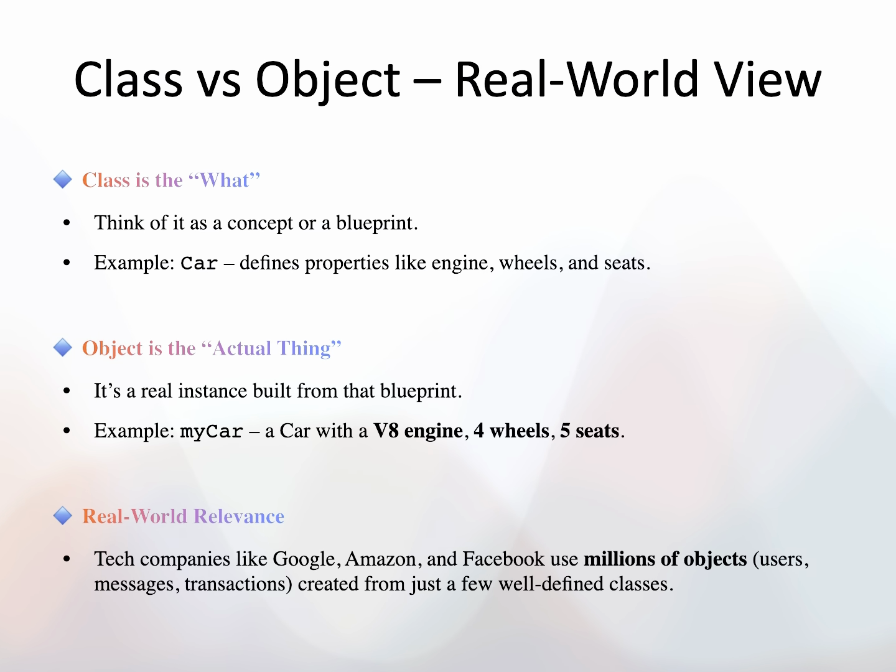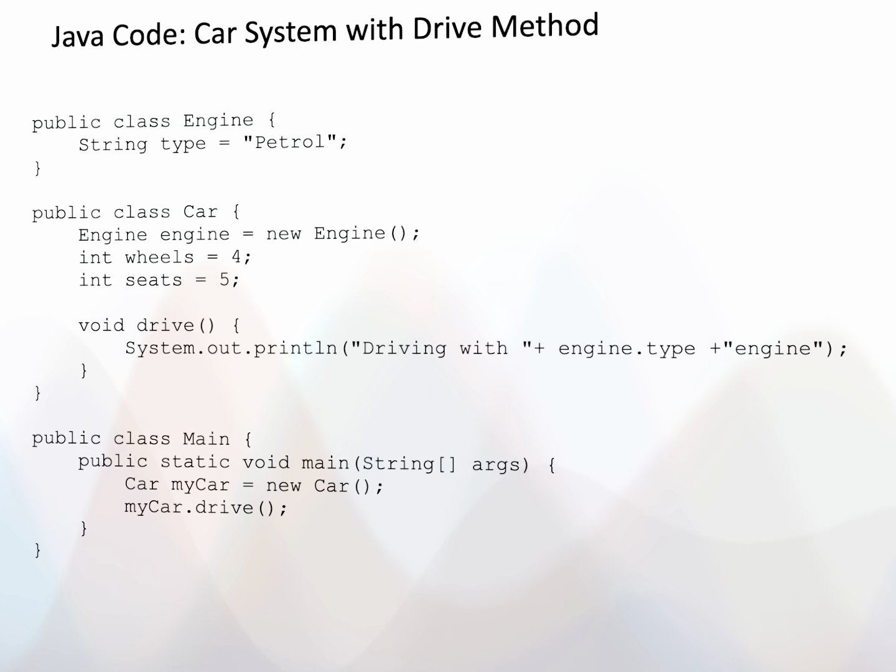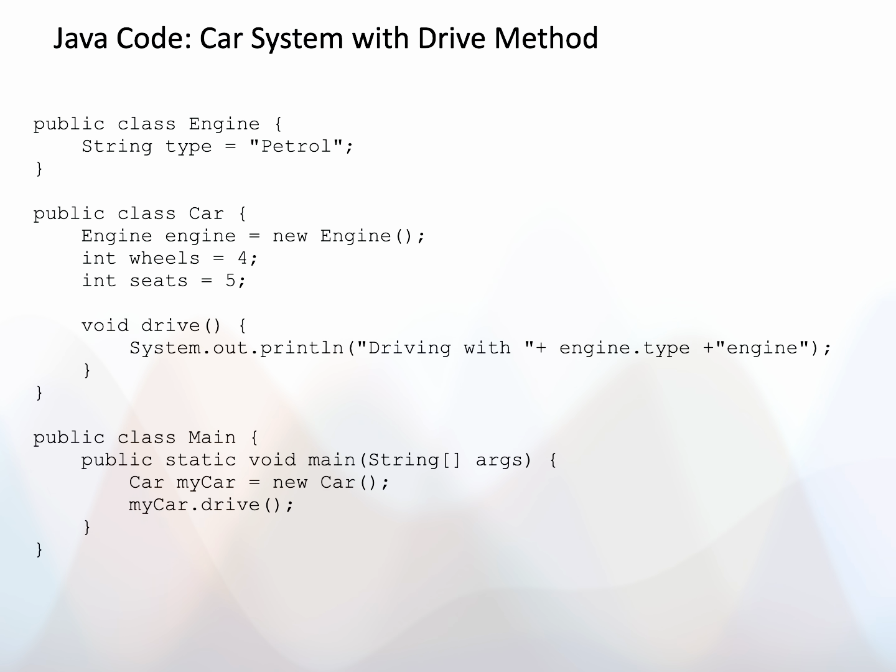Let's compare. Class is the what, the plan, the concept. Object is the thing, the car parked in your garage. Big tech companies like Google, Amazon, and Meta, they use millions of objects created from just a few smartly designed classes. And that's efficiency. So you can see the code here as a simple car system in Java with an engine and a drive method. Check this code out. Do some changes by yourself. That will increase your understanding of classes and objects.